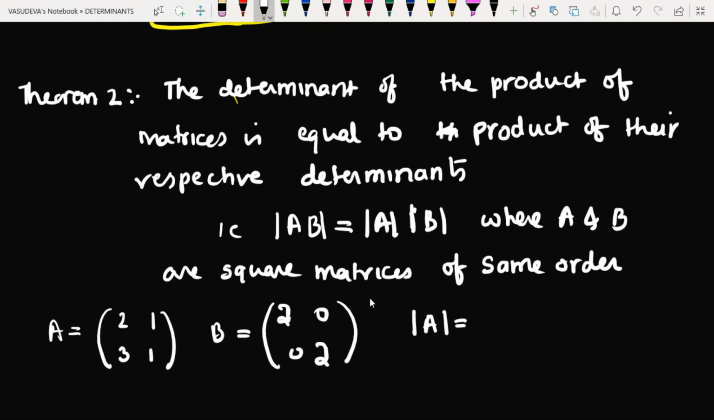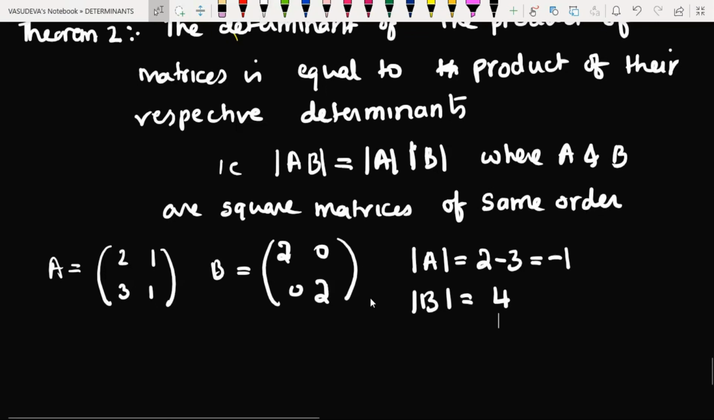Determinant of A is 2 minus 3, which is minus 1. Determinant of B is 2 into 2, which is 4. Now let's multiply AB.